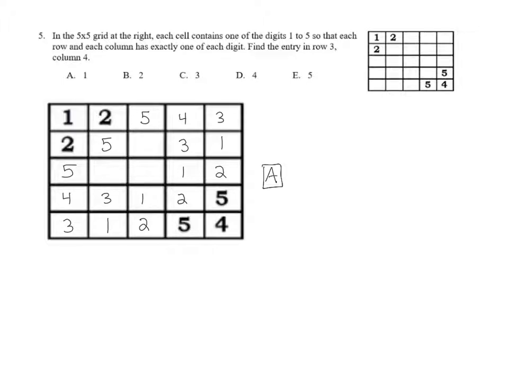We know that the missing number in row 2 has to be a 4 because it's the only number not in row 2. Similarly, we know the missing number in column 2 has to be a 4, and that leaves the missing number in the very middle to be 3.